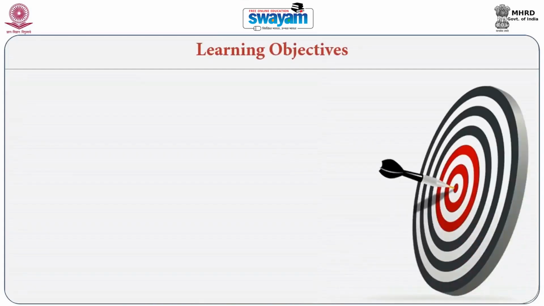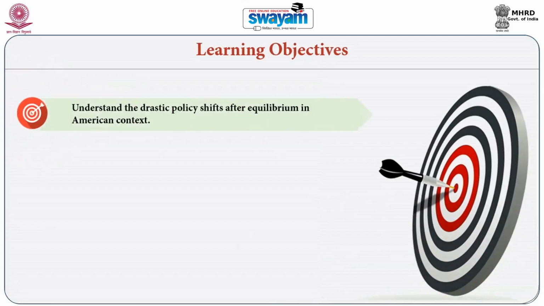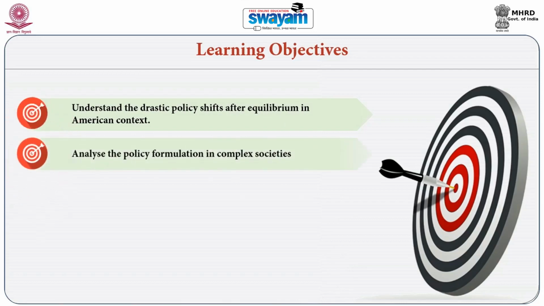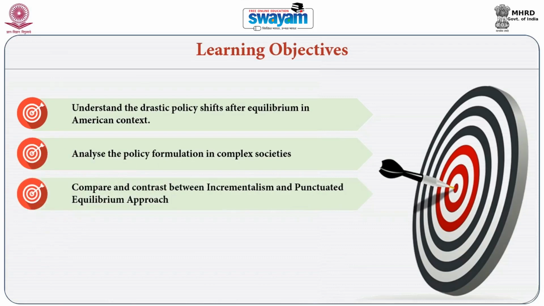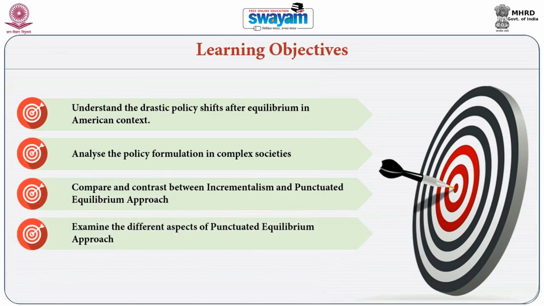The learning objectives of this class are to understand the drastic policy shifts after equilibrium in the American context, particularly the federal government. Secondly, to analyze the policy formulation in complex societies. Third, to compare and contrast between incrementalism and the punctuated equilibrium approach. And finally, the student would be able to examine the different aspects of the punctuated equilibrium approach.